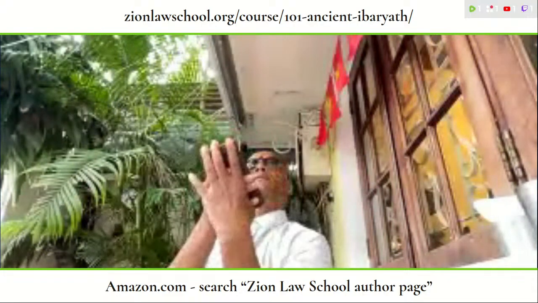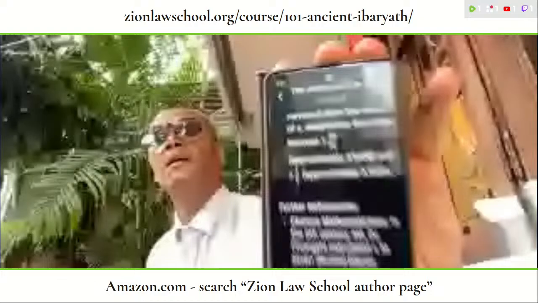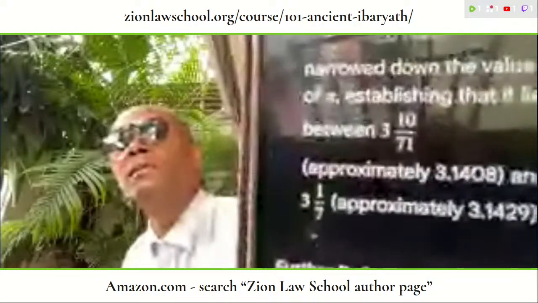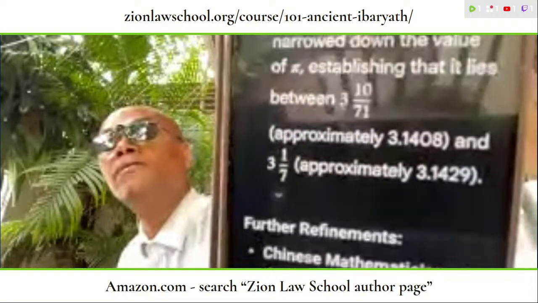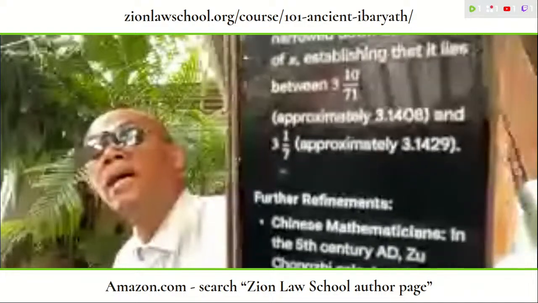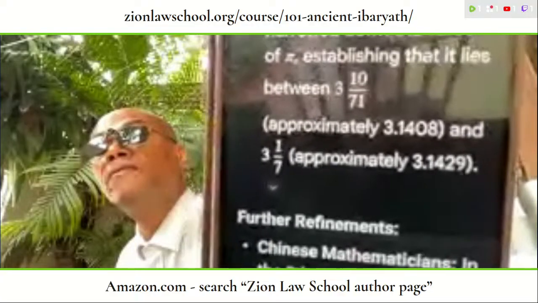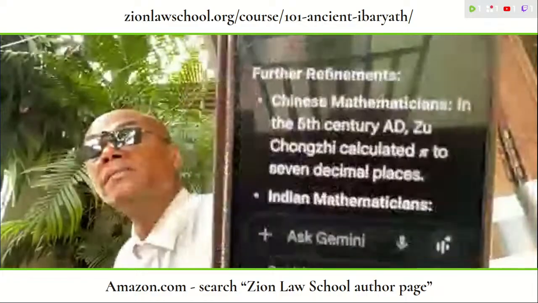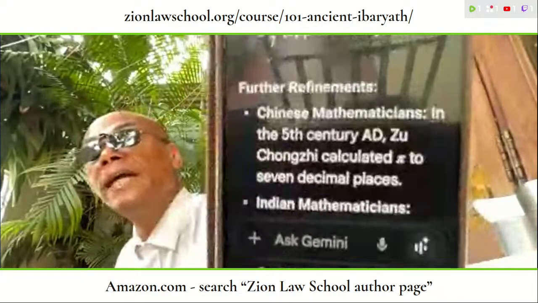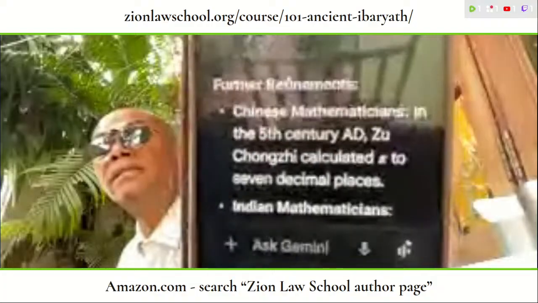Okay, so he narrowed down the value of pi, establishing that pi lies between 3 and 10 over 71, or approximately 3.1408, and 3 and 1 over 7, approximately 3.1429. Further refinements: Chinese mathematicians in the 5th century AD, Zu Chongzhi, calculated pi to 7 decimal points.